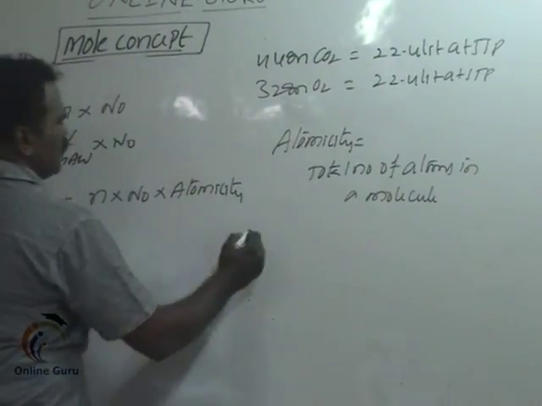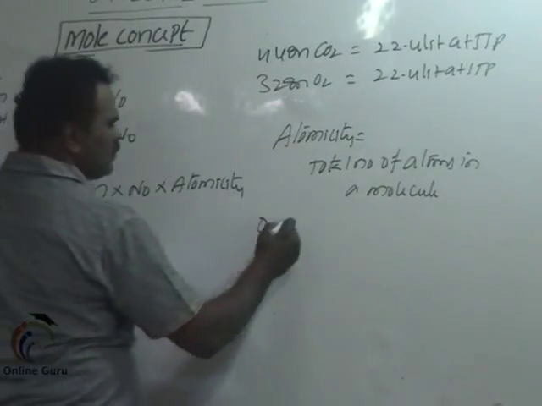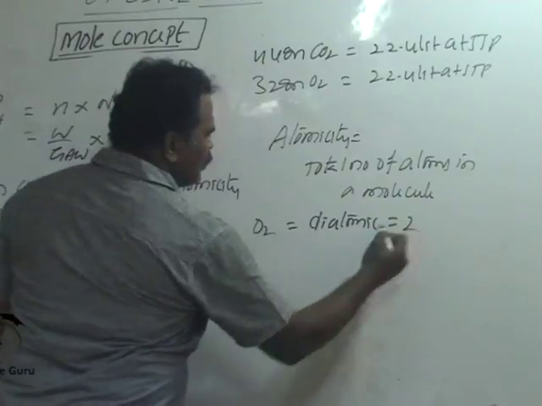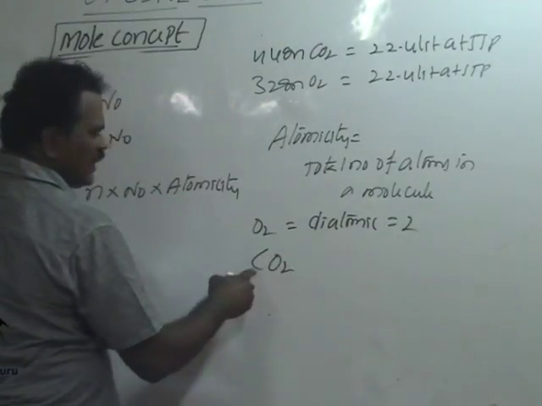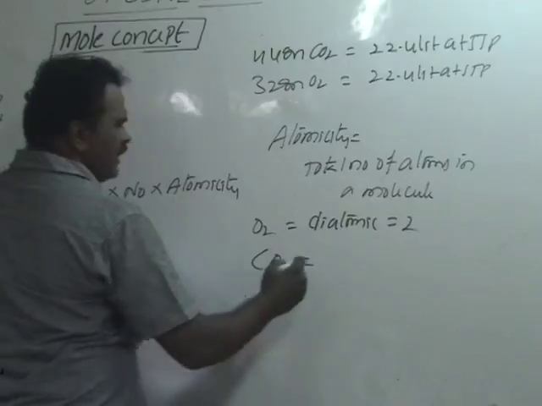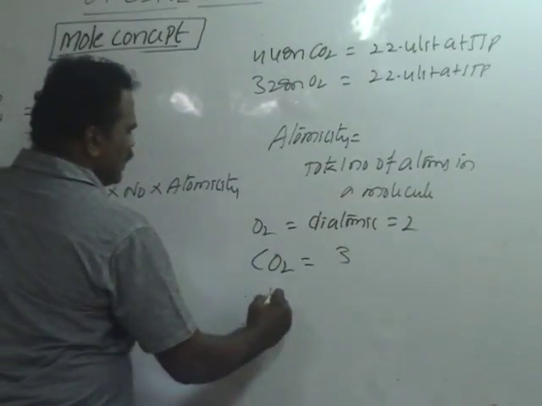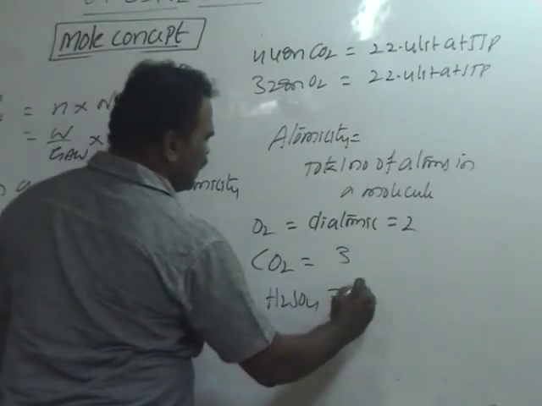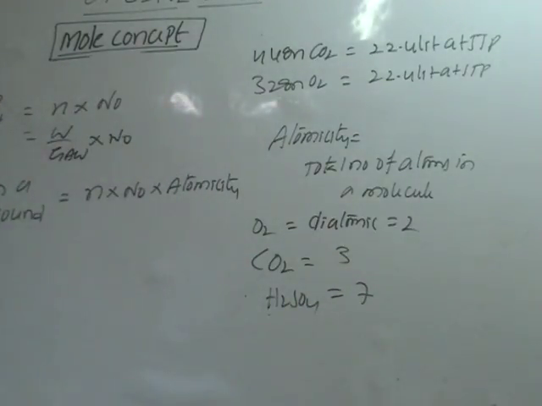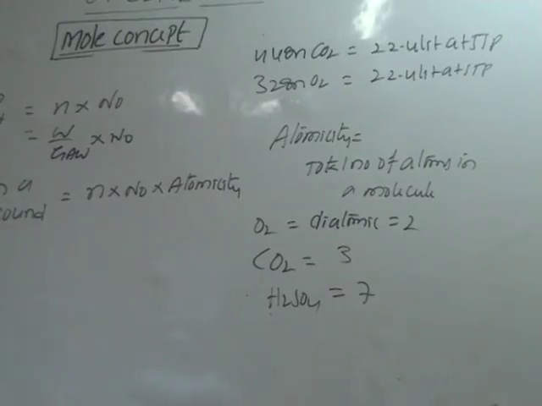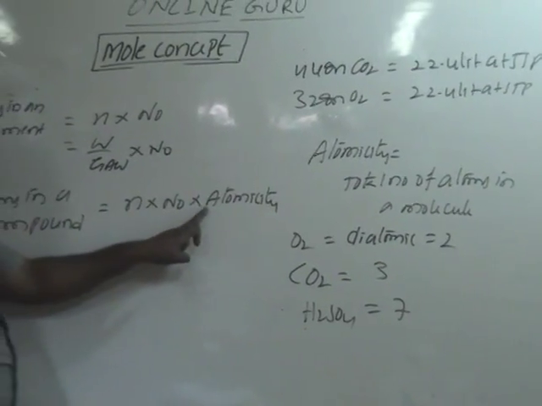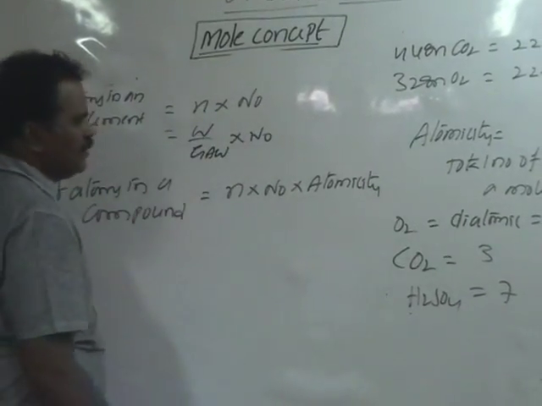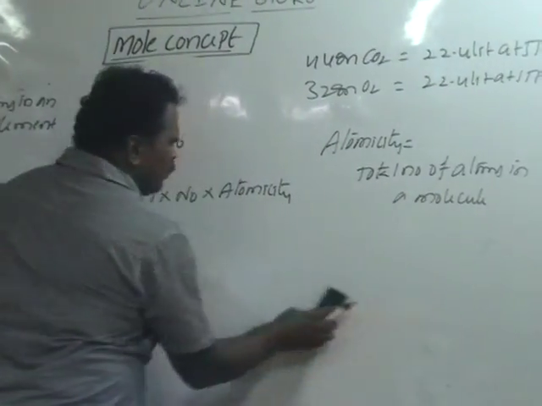For example, oxygen has 2 atoms, hence it is called diatomic. Its atomicity is equal to 2. Carbon dioxide has 1 carbon atom and 2 oxygen atoms. Its atomicity is equal to 3. Sulfuric acid has 2 hydrogen atoms, 1 sulfur and 4 oxygen atoms. Then atomicity is equal to 7. So, the number of atoms in a compound is equal to number of moles into Avogadro number into atomicity. The number of atoms in an element is equal to number of moles into Avogadro number. What is the difference between these two formulas?